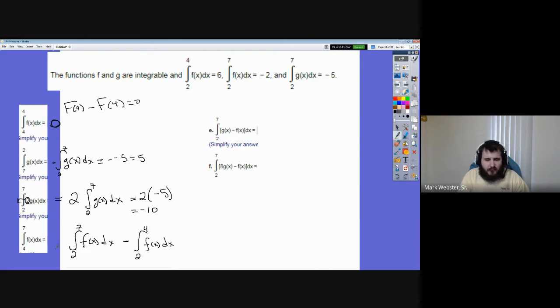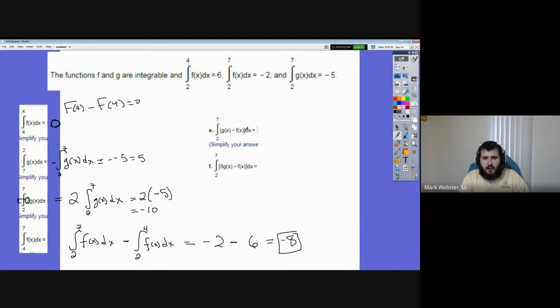Well, now that I've rewritten this in terms of things I know, I can just do that, right? So I know that from 2 to 7, the integral gives us -2. I know from 2 to 4, this integral gives us 6. Well, what's -2 minus 6? Isn't that -8? Again, don't think too hard about these. I put this out here for it to be intuitive, and it's meant to be intuitive. Don't overthink.